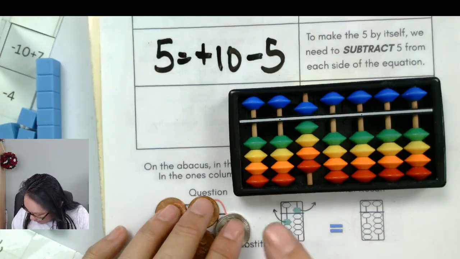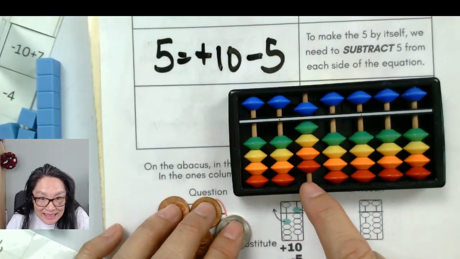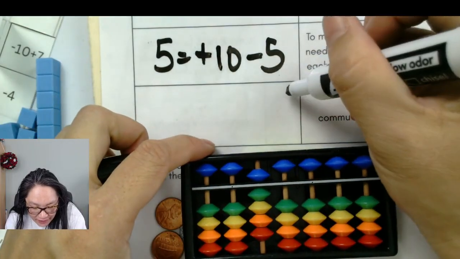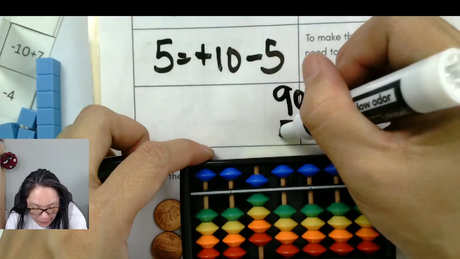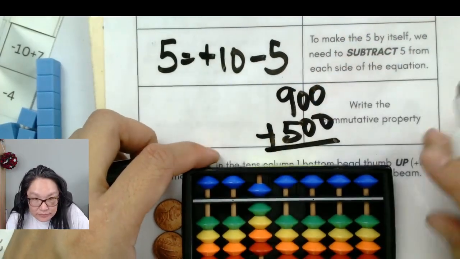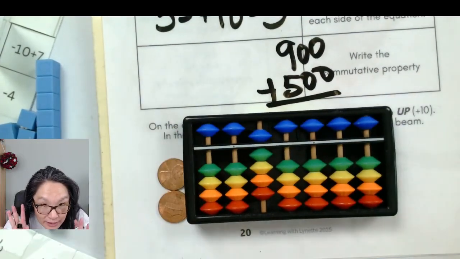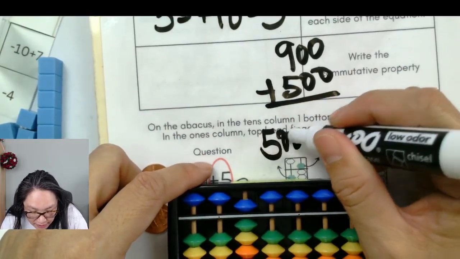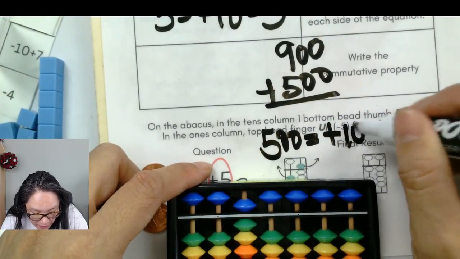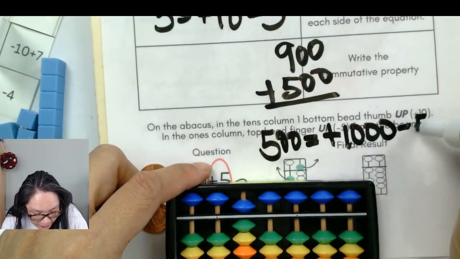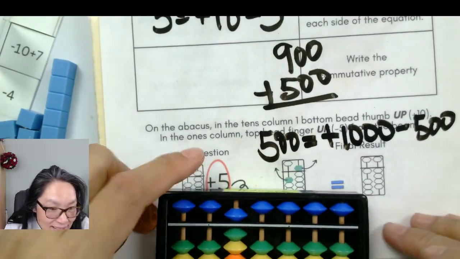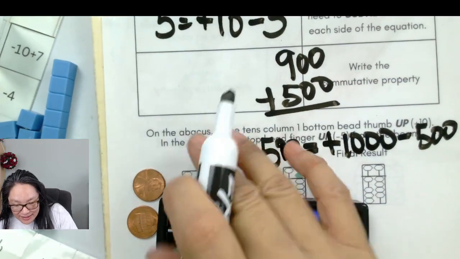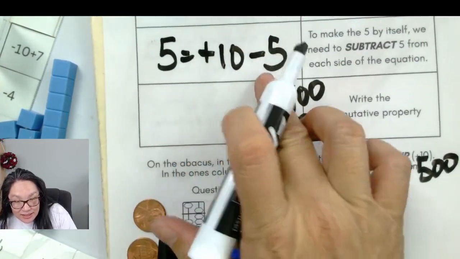So here is position agnostic. This is 900. I want to add 500. But I am not going to say 500 is equal to plus 1,000 minus 500. I am not going to say that. That is way too much. What I'm going to say is plus the 10 minus the 5.